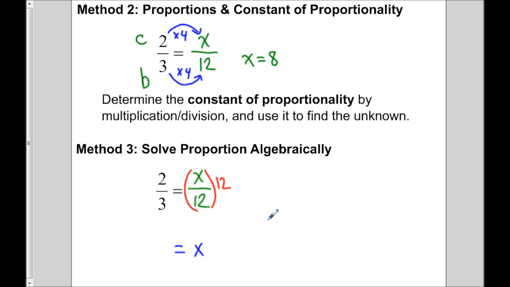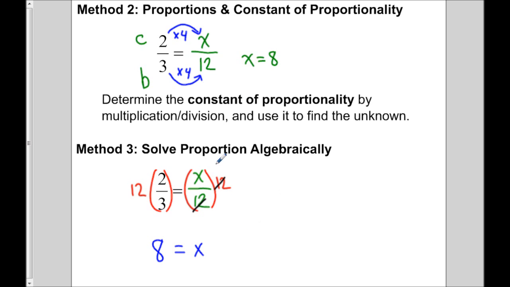So if I multiply this side with 12, that means I'm going to multiply the other side by 12 as well. And the whole point of doing this is 12 divided by 12 gives me 1. So I have 1x left on this side. And on the other side here, we have 12 times 2, and then we divide by 3. So 12 times 2 is 24, and then 24 divided by 3 is 8. So again, we get the same answer 3 different ways.